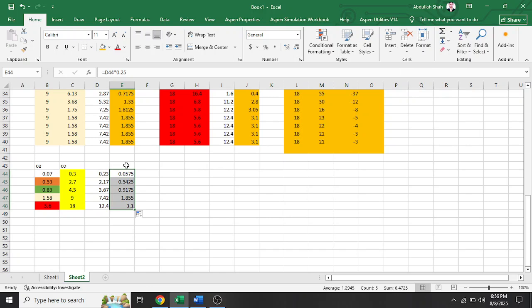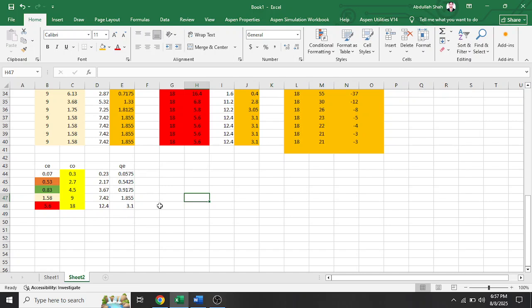So this is the divided by M. This is the QE value. Now these are the equilibrium concentrations of all the 5 experiments.